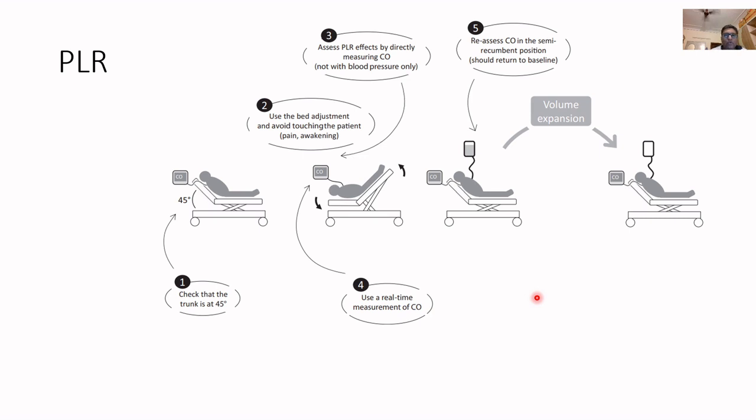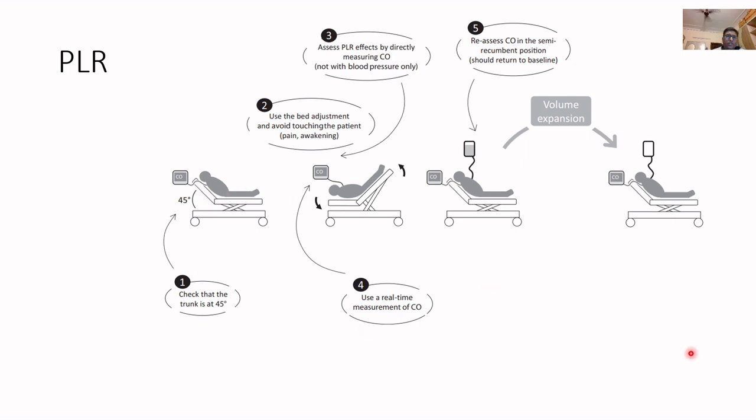And then you again at this position. From this position you do the PLR, measure cardiac output again. Look at the cardiac output. If it increases by 10 to 15%, probably it will be a good marker. Then you again return the patient to baseline, and to complete it, the cardiac output should return to the baseline at which we started with, at the semi-recumbent position.